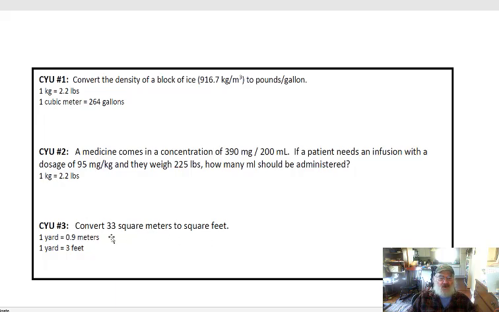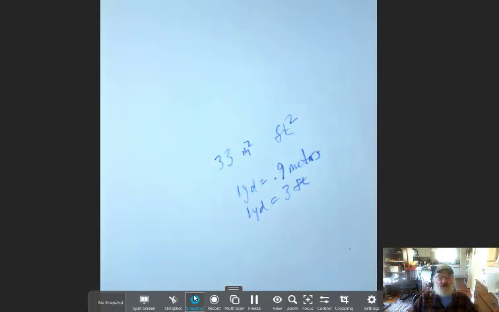Okay, so we're doing the last one on this. It says convert 33 square meters to square feet. And here's what they give you. 1 yard is 0.9 meters. I'm just writing this down. And 1 yard is also 3 feet. Okay, so let's go to our live screen here. And there's why I wrote it down.